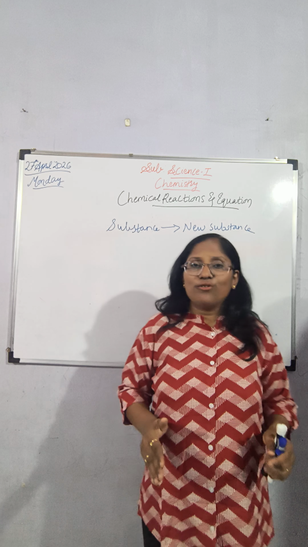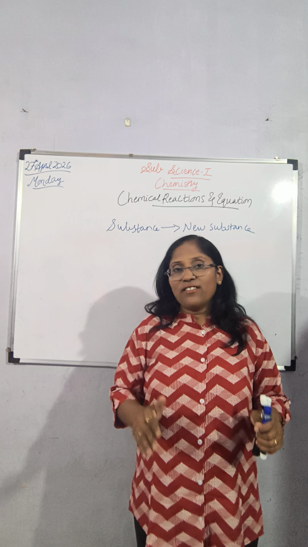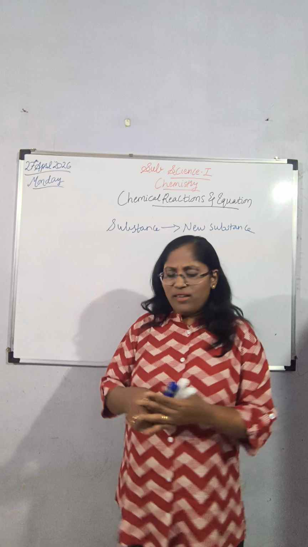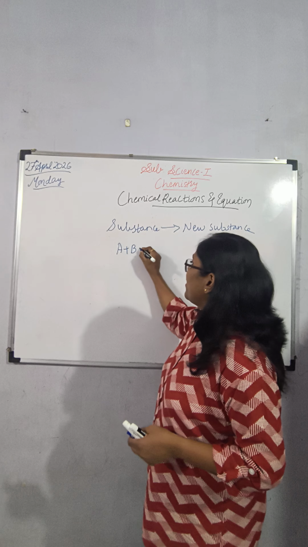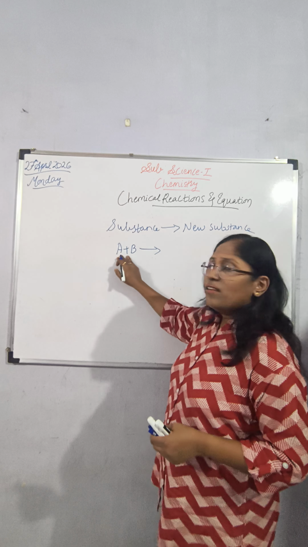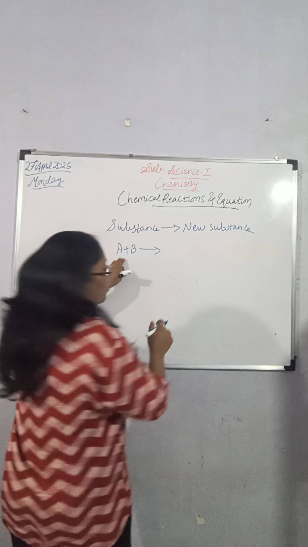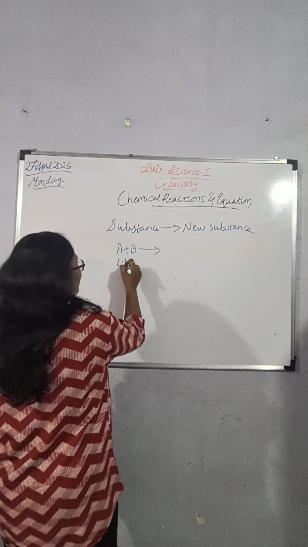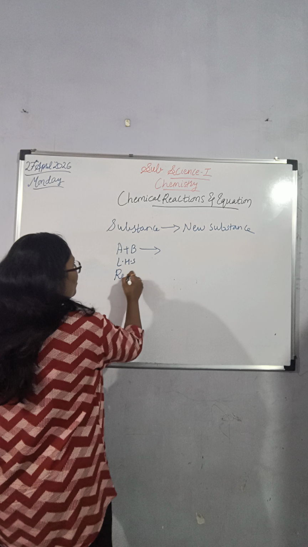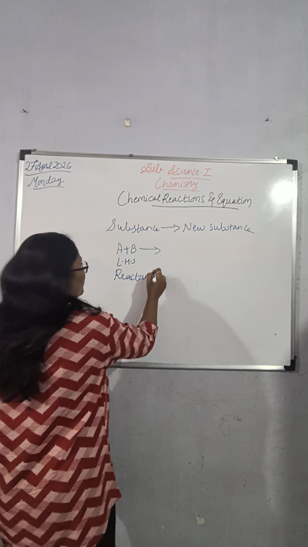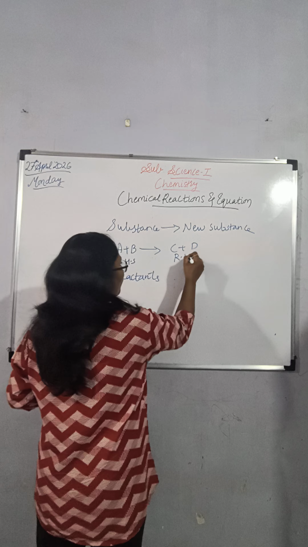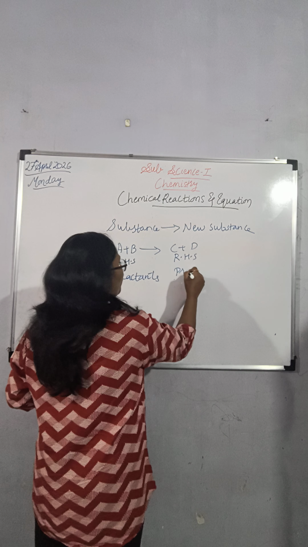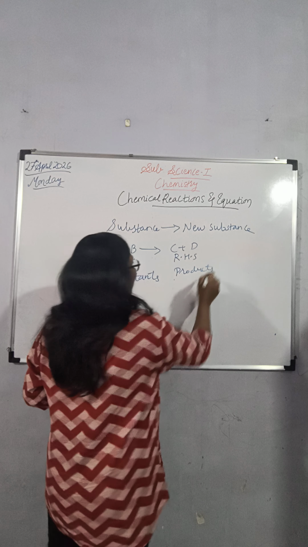Now in this also there are some reactions. A plus B, if I write A plus B, these are the reactants. Whatever is written on the left hand side, they are called reactants. Whatever is written on the right hand side, they are called products.